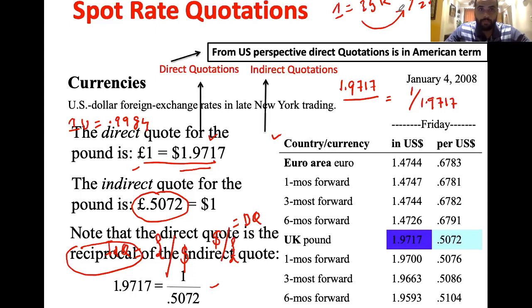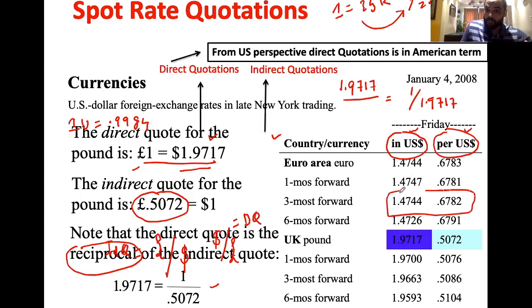Yes. Okay. So make sure you understand very clearly. Don't be confused about direct and indirect quotations. Don't be confused about reciprocal. Don't be confused, especially about this: in USD, per USD. Otherwise, you have to go back to this slide when you're calculating and say, oh, what does it mean, in USD per USD? What does this number mean? Because now it's very clear. I'm writing here in USD per USD. But in your question, you're just going to see these two numbers.